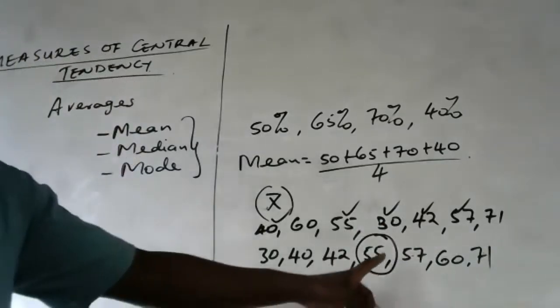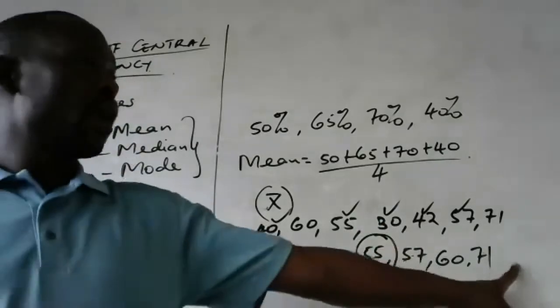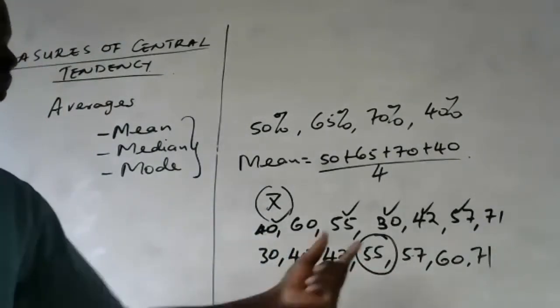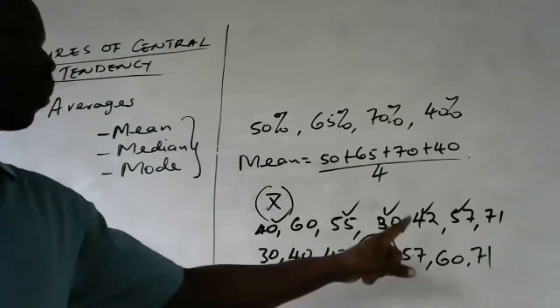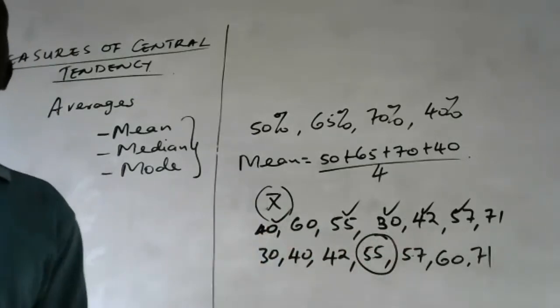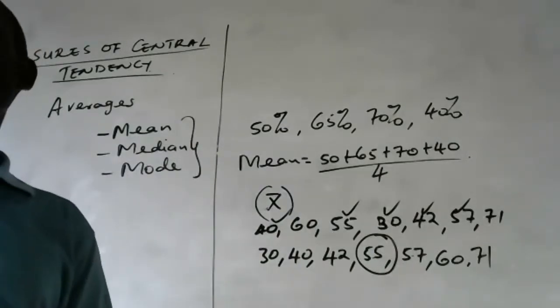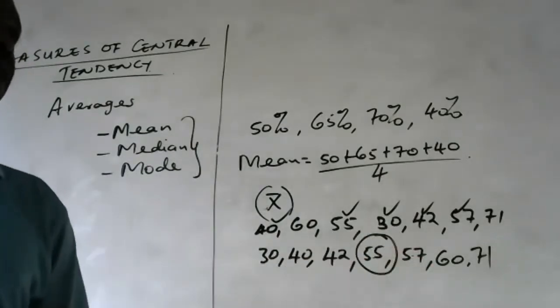Such that from 55, we have got 3 numbers on the upper side, and we have got 3 numbers on the lower side. That is actually the median, and we can say that the performance of this class is that they had an average of 55%. We take it as an average.